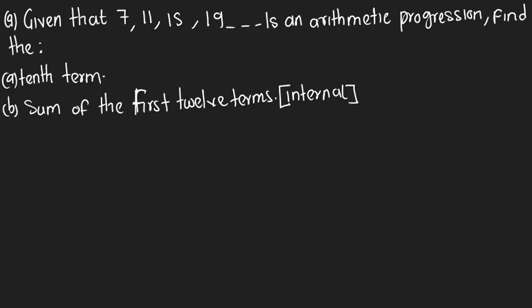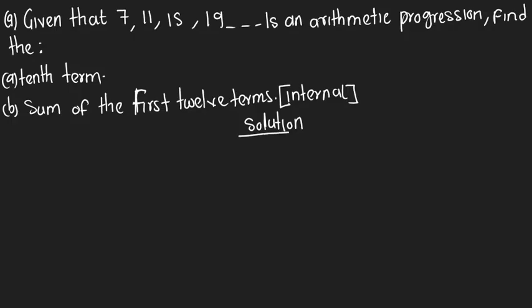Given that 7, 11, 15, 19 is an arithmetic progression, find the... Under arithmetic progression, there are just a few things that I really want you to know. Just a few things. The formulas. The first formula is for finding the nth term. So let's do this solution.